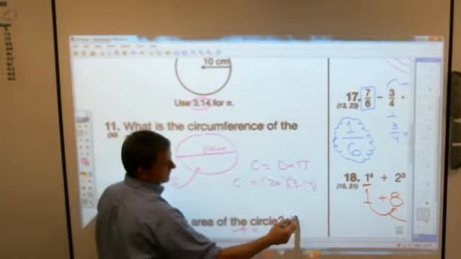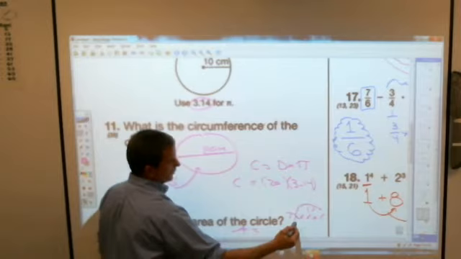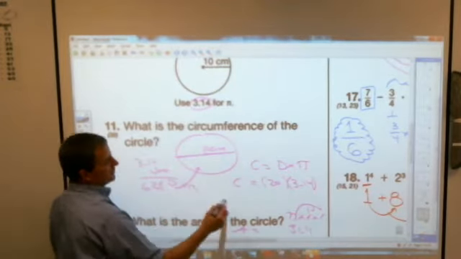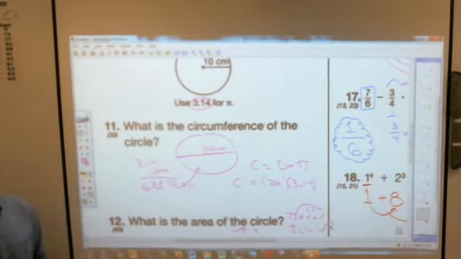And the same thing for area. Area should be easy because it's just pi times radius times radius. 10 times 10 is 100. 100 times 3.14 is 31.4. That one should be easy. What is this? This is just centimeters. Wait, what? I'm sorry to go that fast. So it should have been 314.